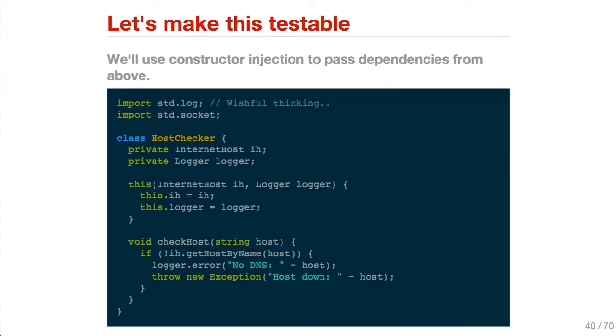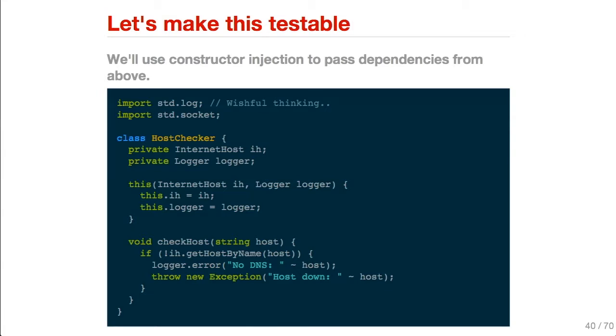And the reason this is important is because now I can substitute these and make them behave however I want. I can make getHostByName succeed. I can make it fail. I can make logger.error do nothing. Or I can make it pretend like it's full. I can model any sort of behavior I want in my test.